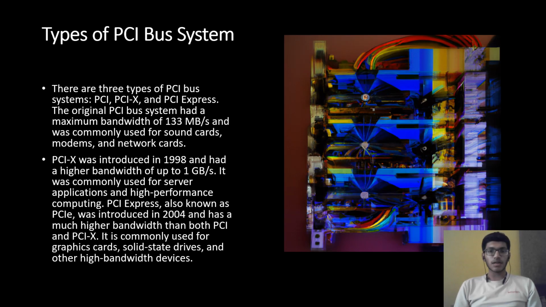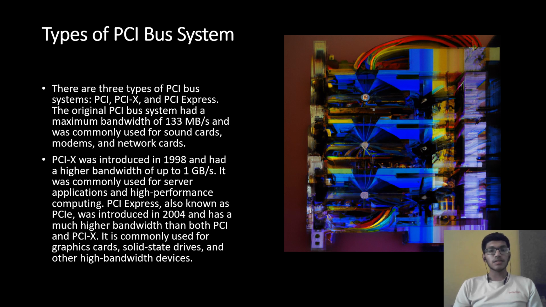So there are some types of PCI bus system. There are three main types: first is PCI basic, then PCI-X, and PCI Express. The original PCI bus system has a maximum bandwidth of 133 MB per second and was commonly used for sound cards, modems and network cards. PCI-X was introduced in 1998 and had a higher bandwidth of up to 1 Gbps. It was commonly used for server applications and high performance computing.